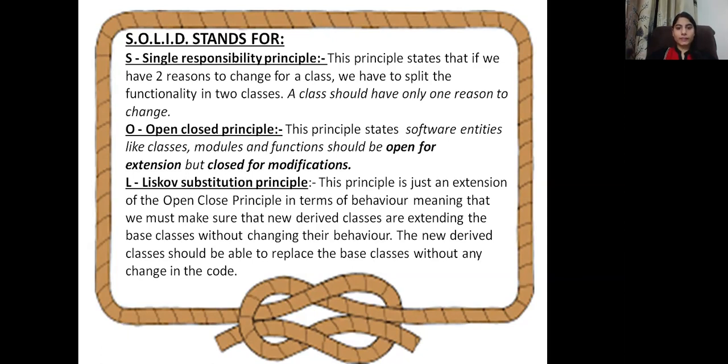Open close principle: this principle states software entities like classes, modules, and functions should be open for extension but closed for modifications. L for Liskov substitution principle. This principle is just an extension of the open close principle in terms of behavior, meaning that we must make sure that new derived classes are extending the base classes without changing their behavior. The new derived classes should be able to replace the base classes without any change in the code.